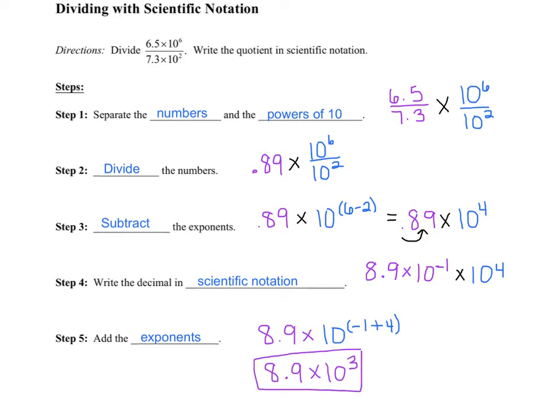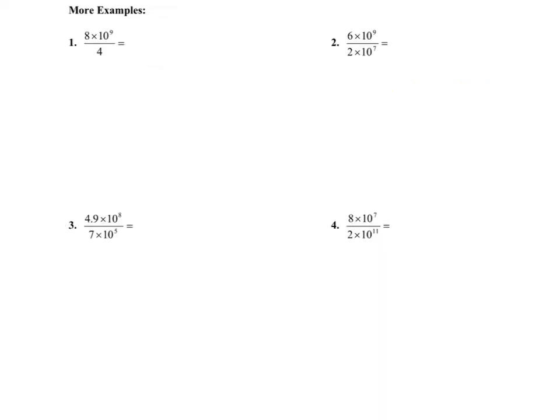So now let's do some more examples together. So in example 1, it says 8 times 10 to the 9th divided by 4. You want to separate your numbers in scientific notation. So we're going to say 8 divided by 4 times, and we just have here 10 to the 9th.